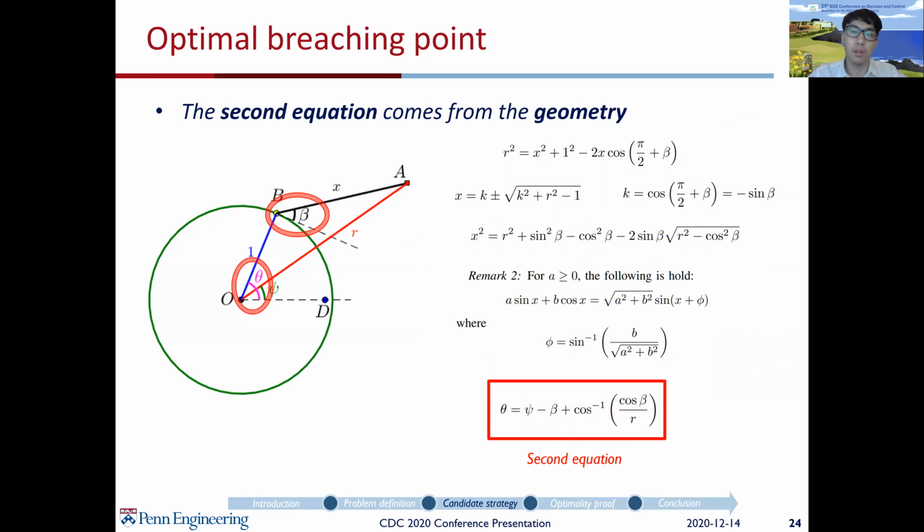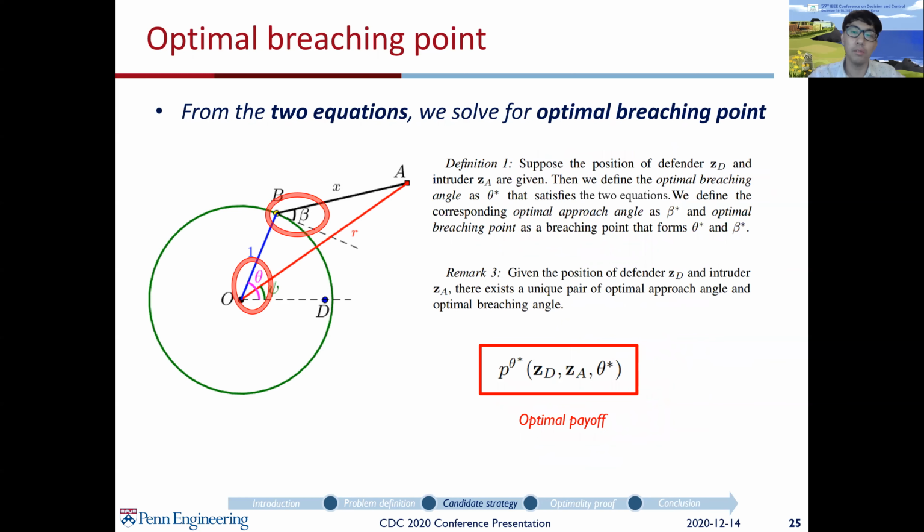The second equation comes from the geometry. We focus on the triangle and, using the law of cosines and also using Remark 2, we can express the second equation relating theta and beta. So from these two equations, we solve for the optimal breaching point.